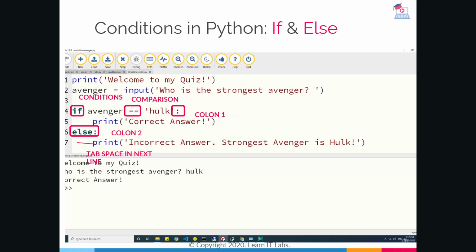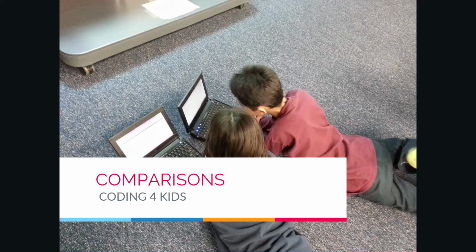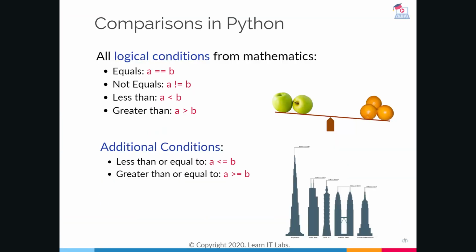Now, to make that condition work, we need comparisons. We use all the logical conditions you know from mathematics. Can you name one way we compare things in math? In Python, we use these symbols.